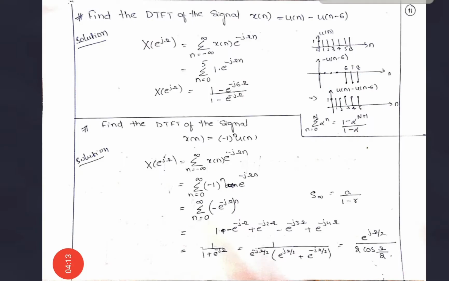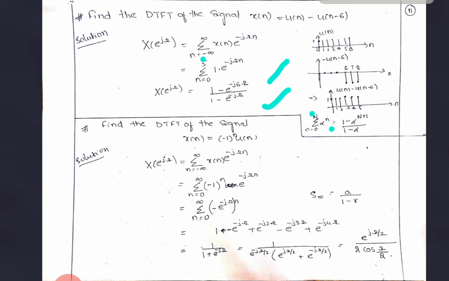Now applying the formula, summation n equal to 0 to N alpha raised to n, it is 1 minus alpha raised to N plus 1 by 1 minus alpha. Here capital N is nothing but 5. Therefore 1 minus e raised to minus j omega whole raised to 5 plus 1 divided by 1 minus e raised to minus j omega.